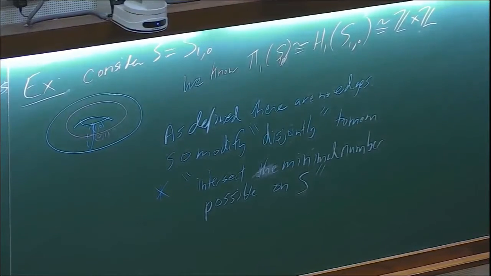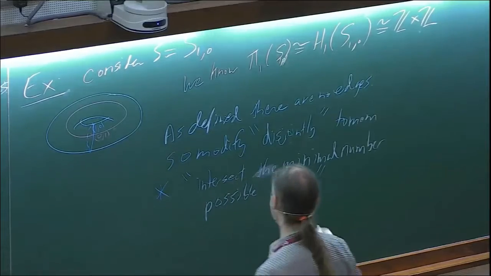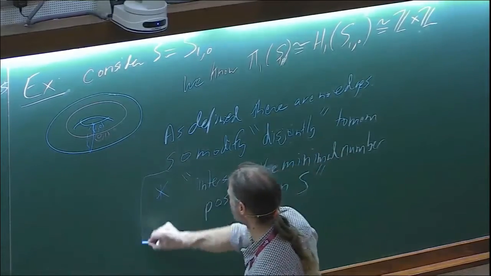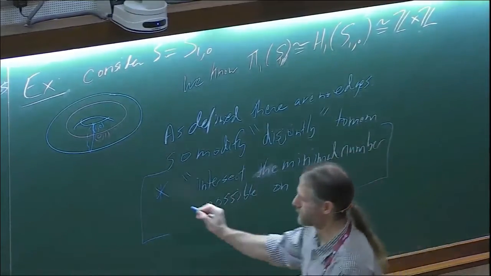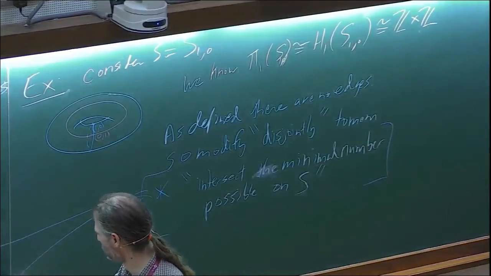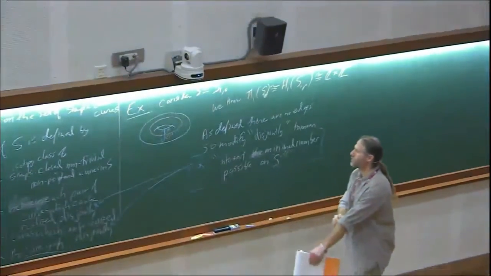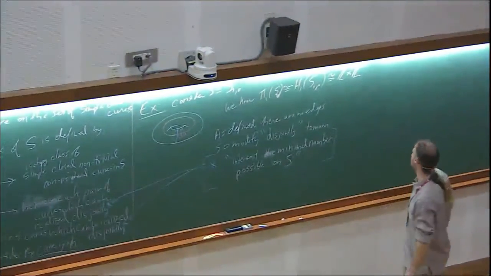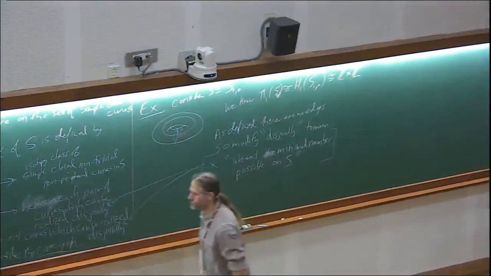Great. Okay, so we modify the definition slightly. We replace disjointly by intersect the minimal number possible on S. And that's going to be our new standing definition of what the curve complex should be in general. Okay, and now with that definition, things are more interesting. So now let's draw a picture.